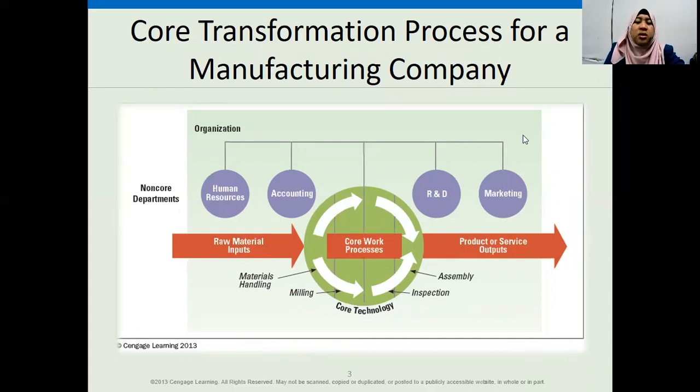Okay, you see the round circle, and then we also have product or service output. So the materials handling and mining, and then they have the inspection and also assembly. So the core technology keeps rotating, you see, inside the core work process.